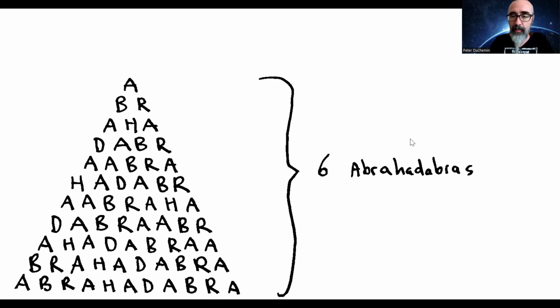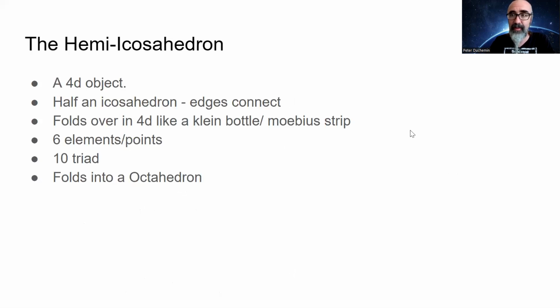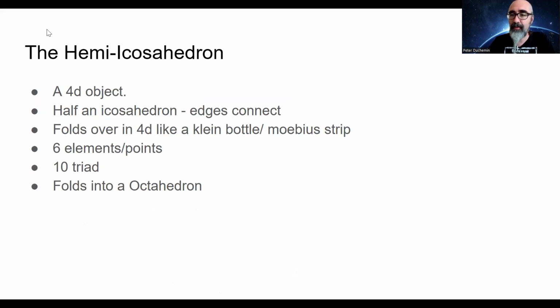It sounds really abstract. The beauty of this approach is that if you perform the magic and you practice this, you will get to understand it completely. You don't have to be a mathematician to understand this. But if you're not a mathematician, we need an approach in. Okay, the hemi-icosahedron is the building block, and it's a four-dimensional object, which is half an icosahedron, except the outside edges connect.